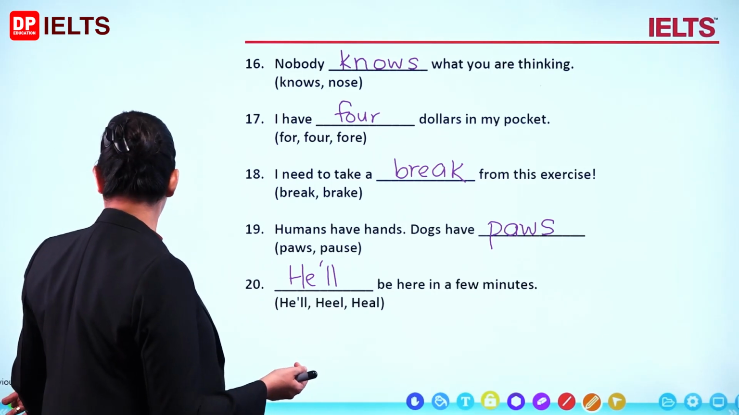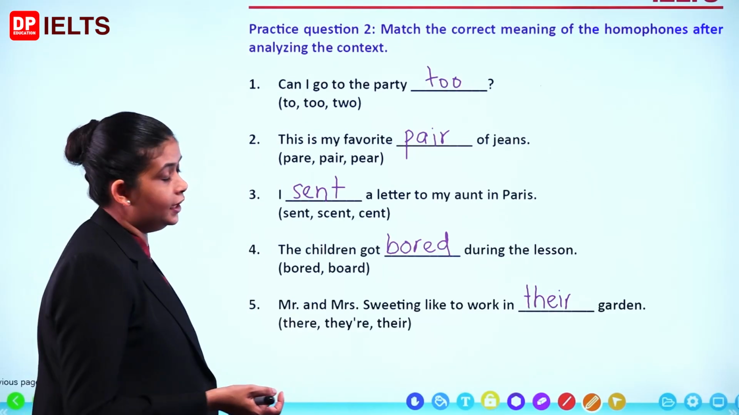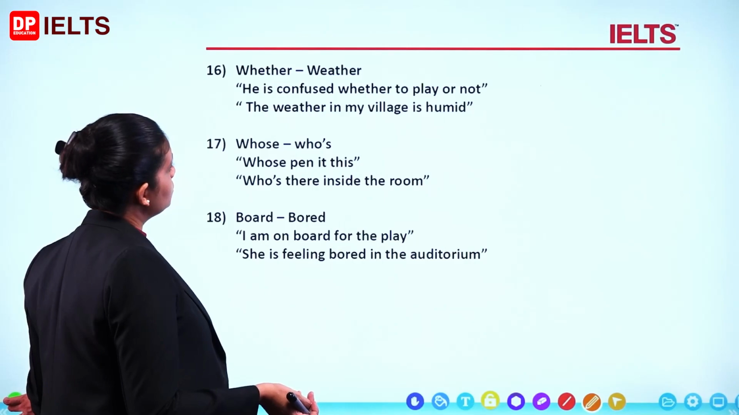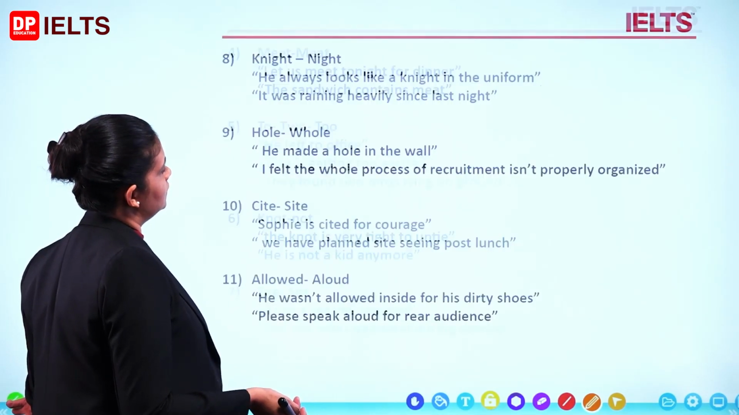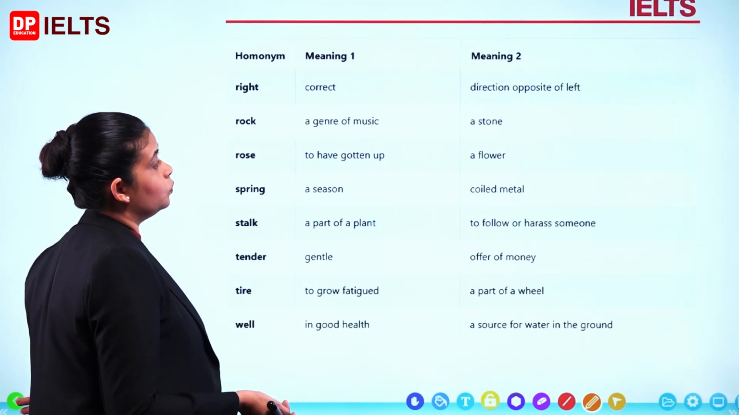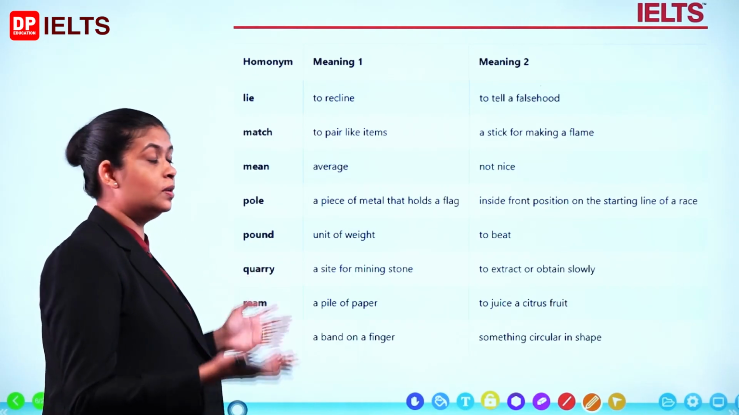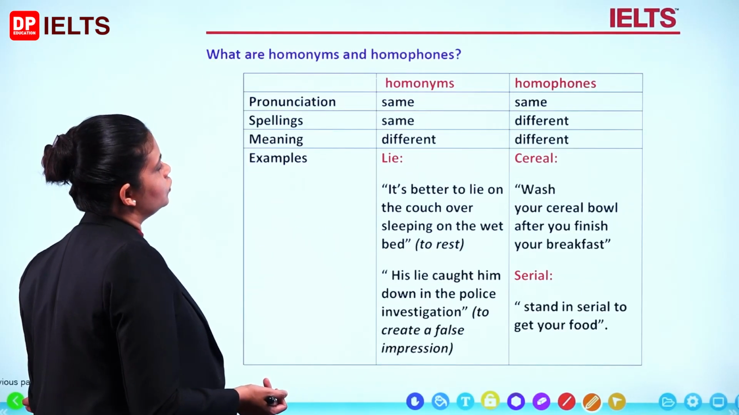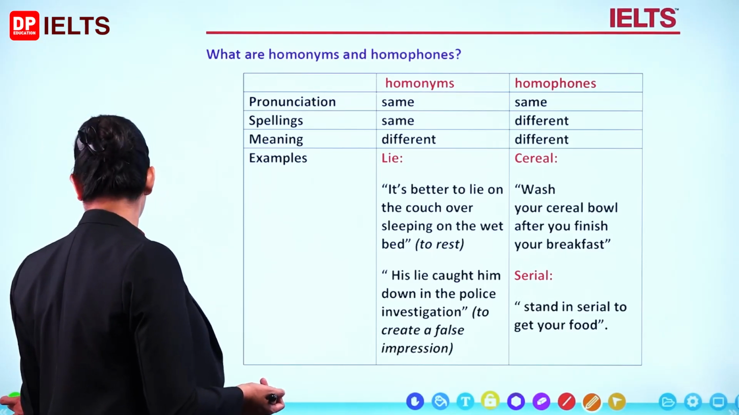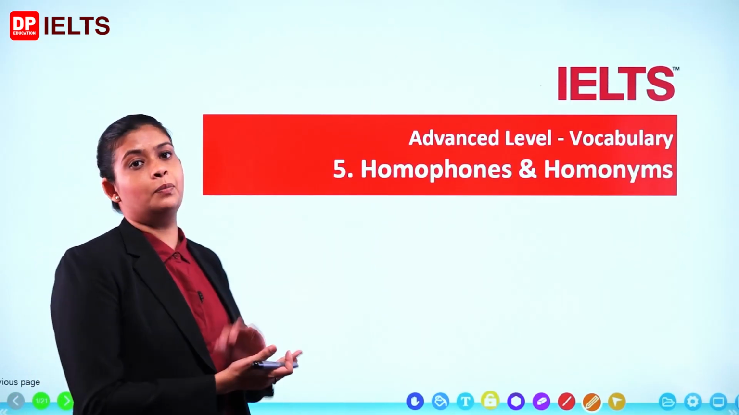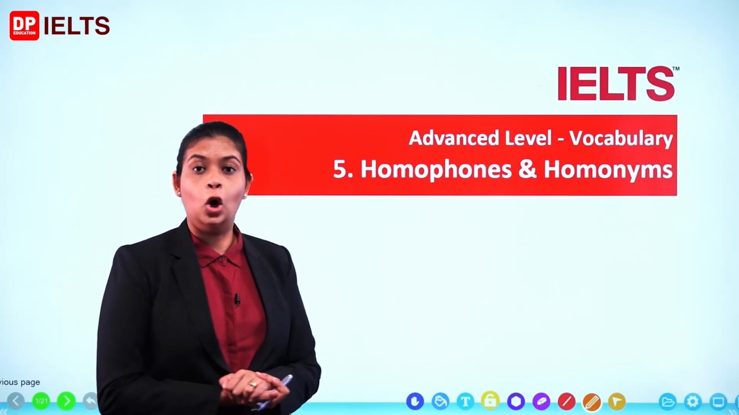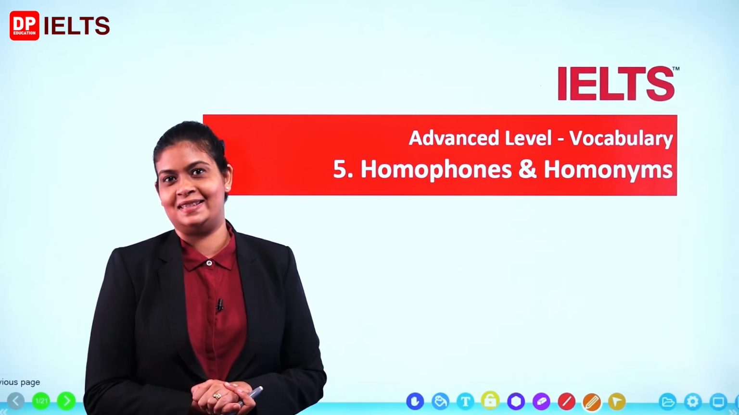So make sure you go through this lesson very carefully and add more words to your vocabulary, right? So we've done a few practice questions. I've also done quite a lot of words with you, taught you the meaning of certain words, right? And I've also taught you how homonyms and homophones differ and the importance of it. So with that, we've come to the end of this lesson, homophones and homonyms.